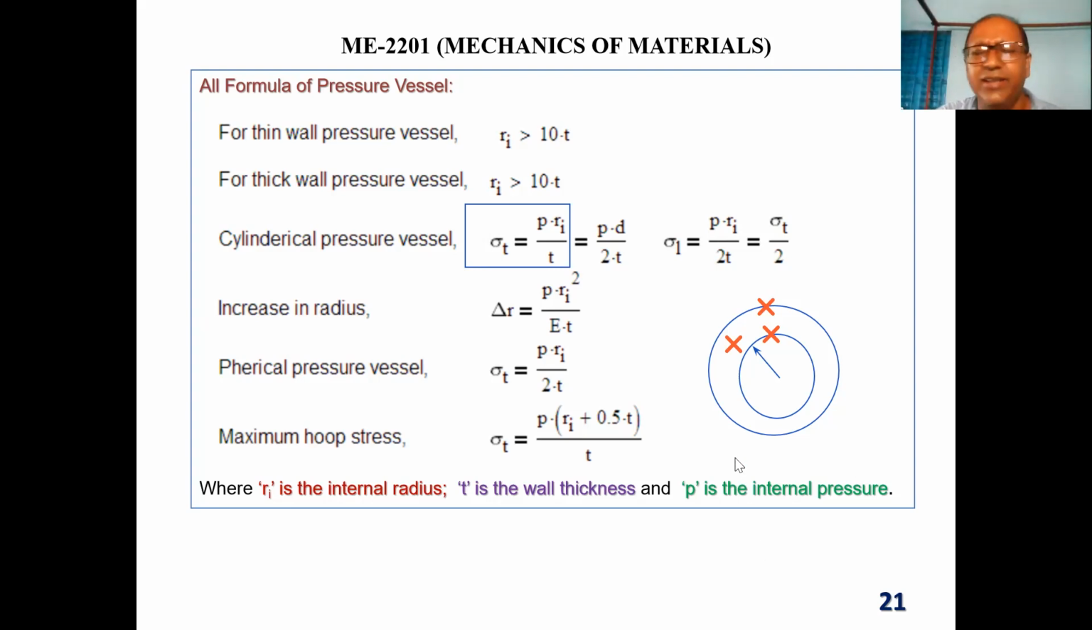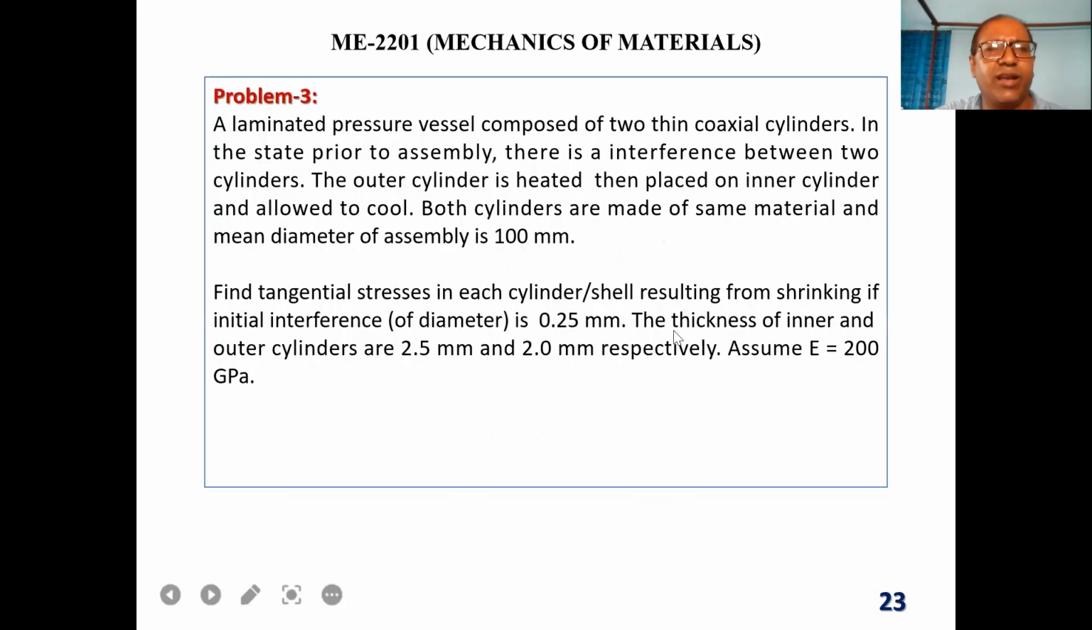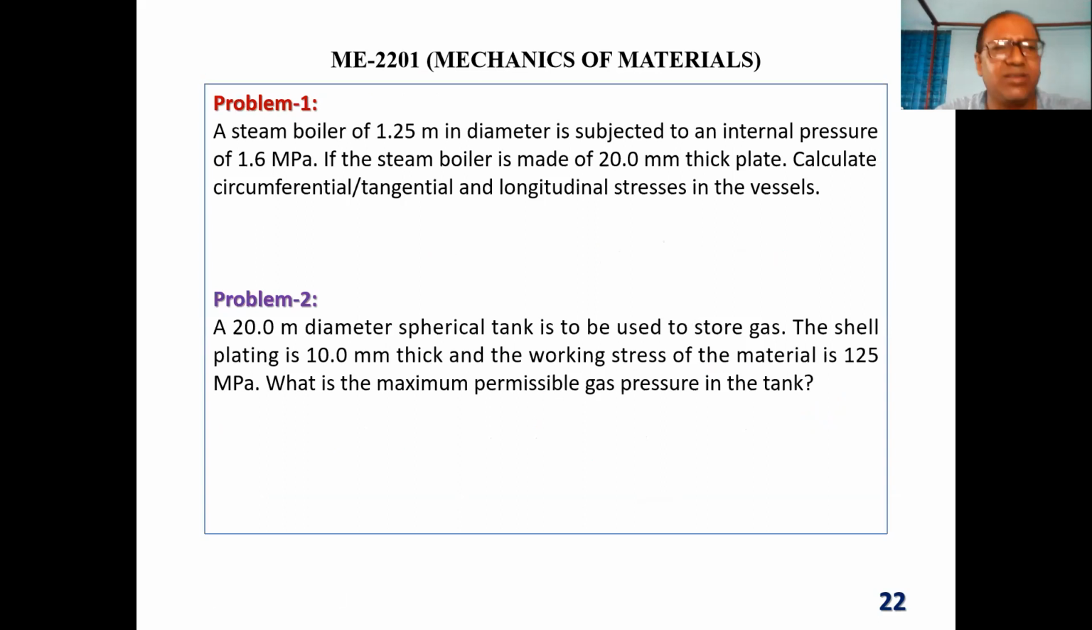So what I'm saying is, in some books, instead of Ri they use Ri plus half thickness. But it doesn't make that much difference, because in a thin wall the wall thickness is very small with respect to the radius. So this is the formula. Now we can solve some problems, and it's a very simple problem.